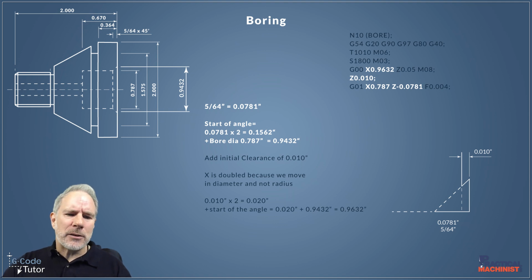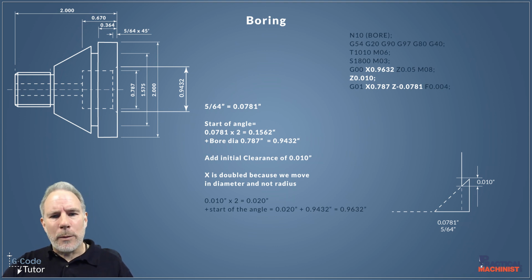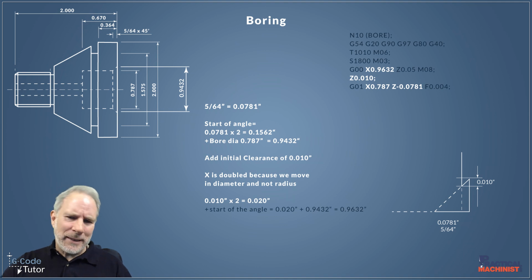So it's 10,000ths of an inch in X and Z. So of course, we have to double the X. That gives us the initial clearance of 10,000ths of an inch. It would be 20 thou in X because X is doubled, because we move in diameters, not radiuses. And so that 10 thou times 2 would be 20 thou.